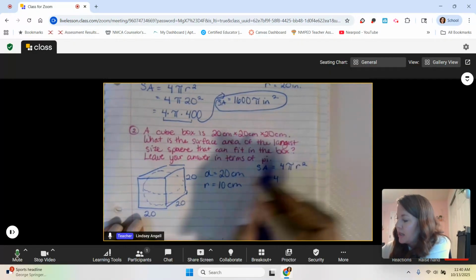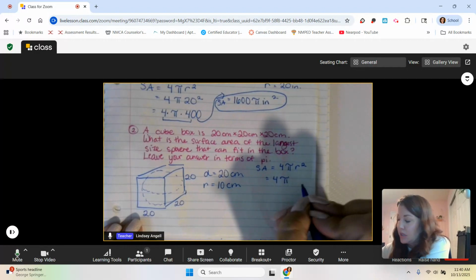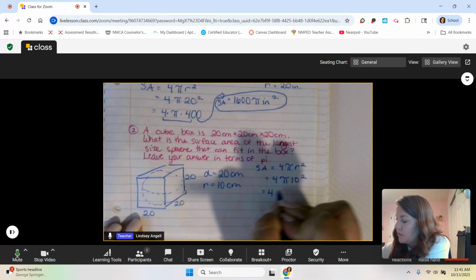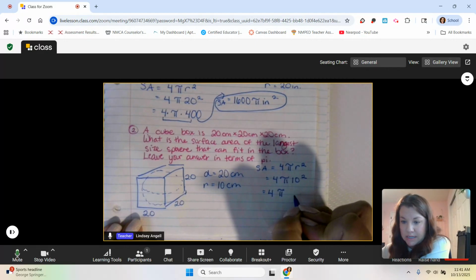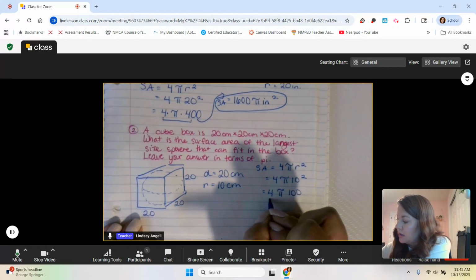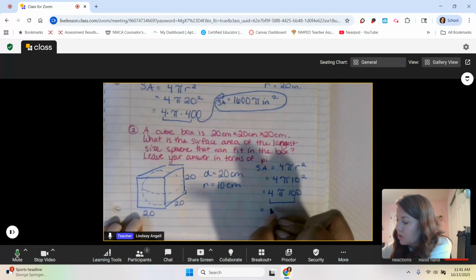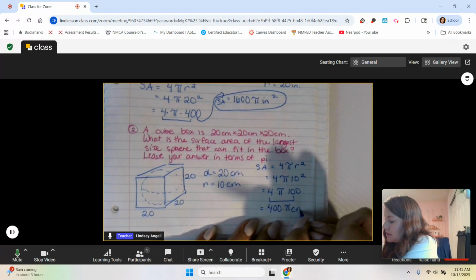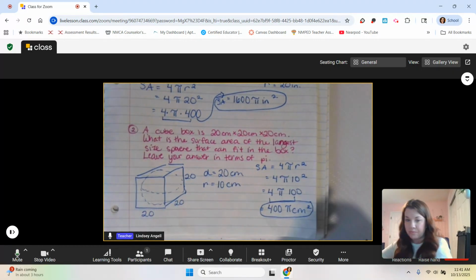The surface area is equal to 4 times pi times the radius squared. It said to leave it in terms of pi, so I'm just going to leave pi in my formula. And then this is going to be multiplied by 10 squared. Well, 4 times pi, and then 100 is 10 squared, 10 times 10. I could multiply these together because of the commutative property of multiplication. It doesn't matter the order. 4 times 100 is 400, and that is being multiplied by pi. And again, these were in centimeters. We're talking about area, so they would be squared.